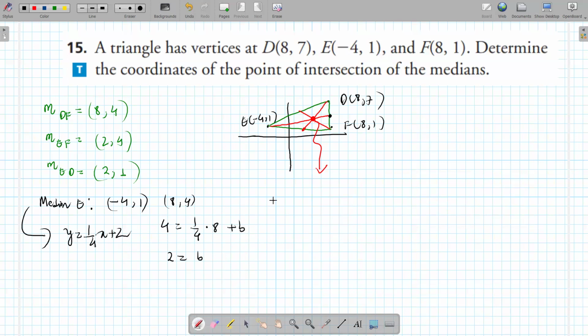Similarly, we're going to find the other two. It's just super tedious, but it's not impossible. Let's find the median from D. So our 2 points are 8, 7, and the midpoint between E and F is 2, 4. What's the slope?